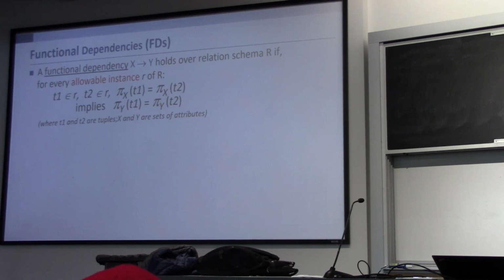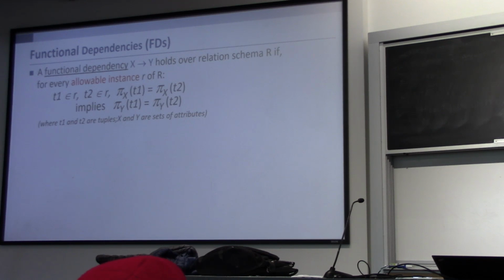Okay. So for every allowable instance, meaning that you are dealing with only valid instances, for every such instance, there are many, many possible such instances, but for any such instance, given any two records from small r, so small r is a particular instance conforming to this schema, capital R. Now, for any two records from that small instance, if the projection of X on those two records equal to each other, then the projection of Y must be the same. And when this is the case, you declare X determines Y.